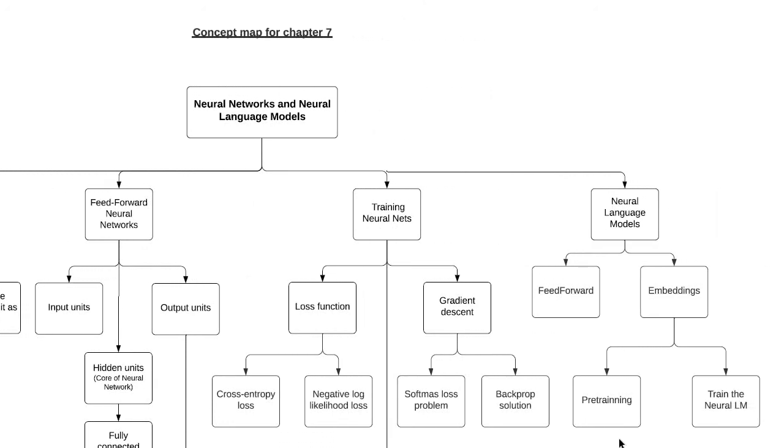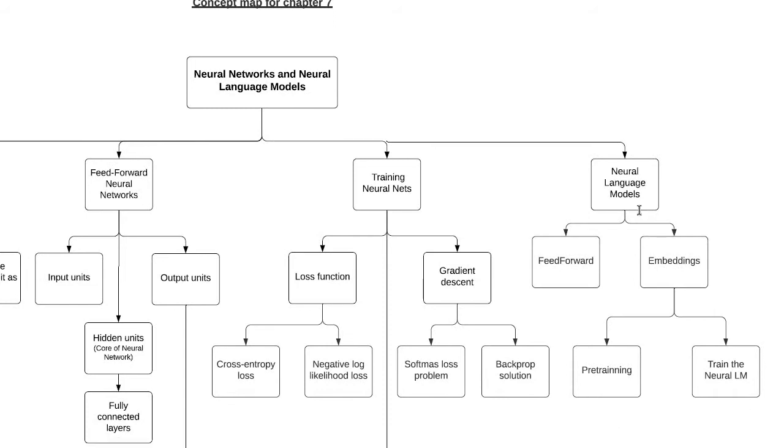I'm going to describe the remaining two parts of neural networks and neural language models. The parts are training neural networks and neural language models. So I'm going to talk about training neural networks first.